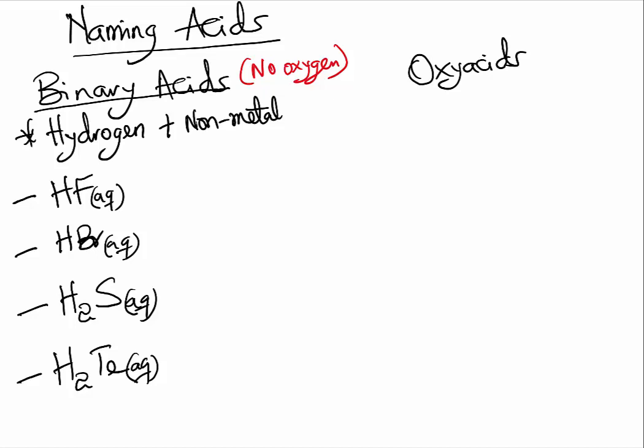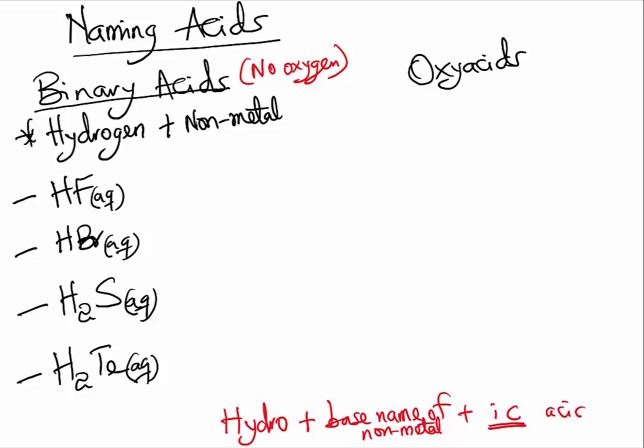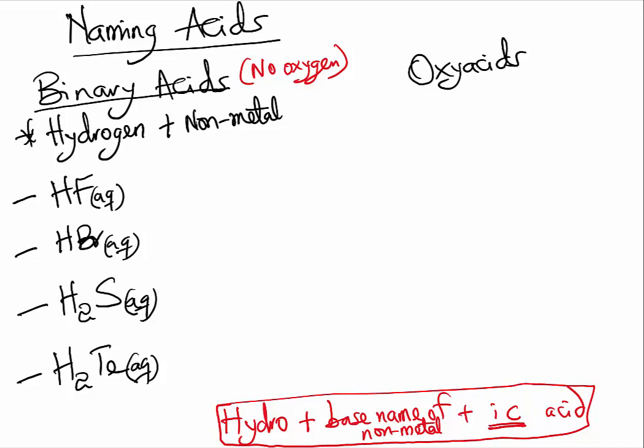Naming binary acids is as simple as this. You will write hydro as the first prefix. Then you write the base name of the nonmetal, and then you must end the name with "ic" and acid. Let us apply that format to all of the examples we have up here.